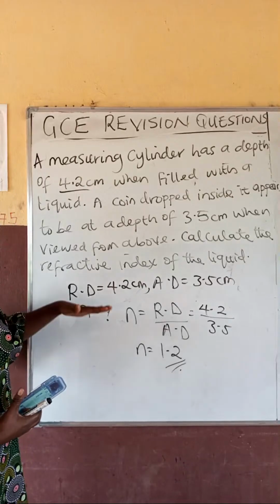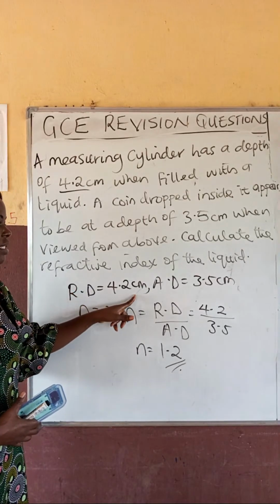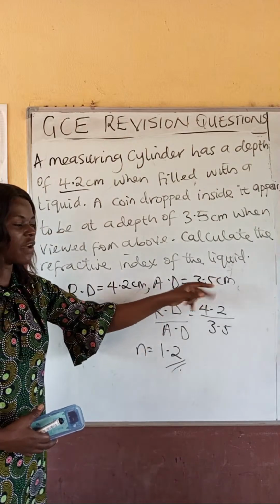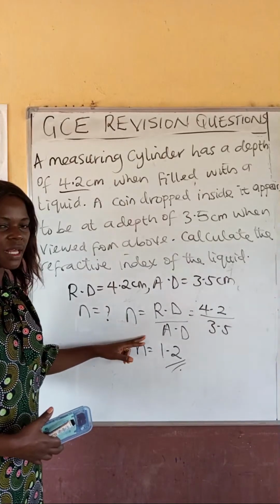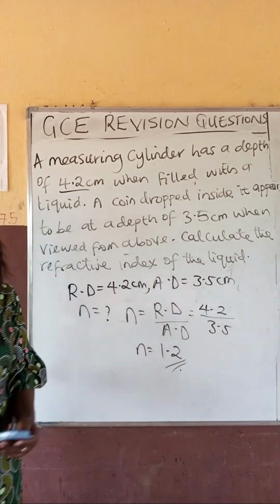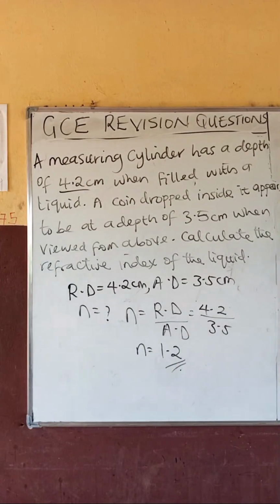All right, so the real depth is 4.2 centimeter. The apparent depth, anything associated with your eyes is said to be apparent, is 3.5 centimeter. And the formula for refractive index is real depth divided by apparent depth. Is that clear? All right. Osakwe, you are correct. The answer is 1.2, but it does not have a unit as centimeter. Refractive index is a constant. It does not have a unit. Is that clear?